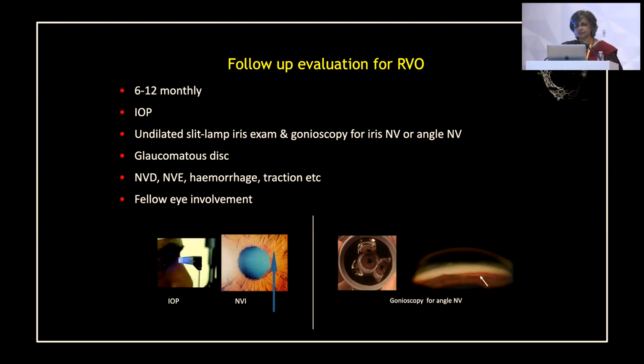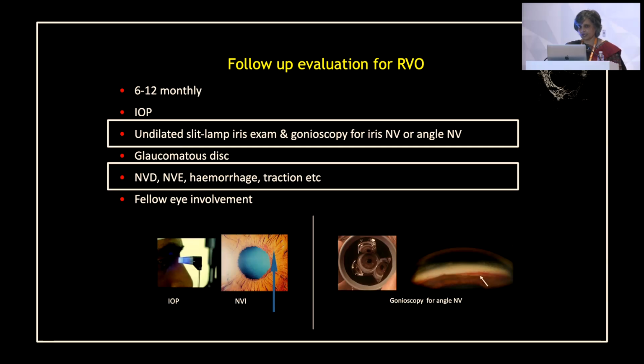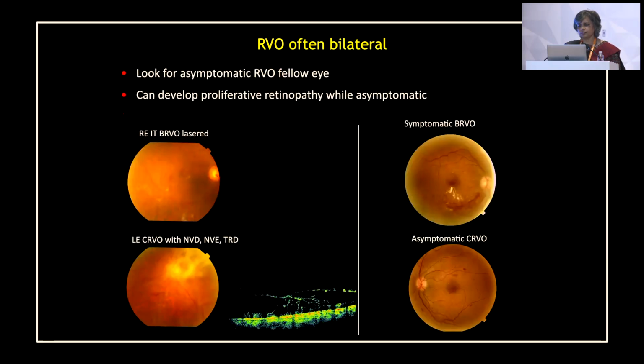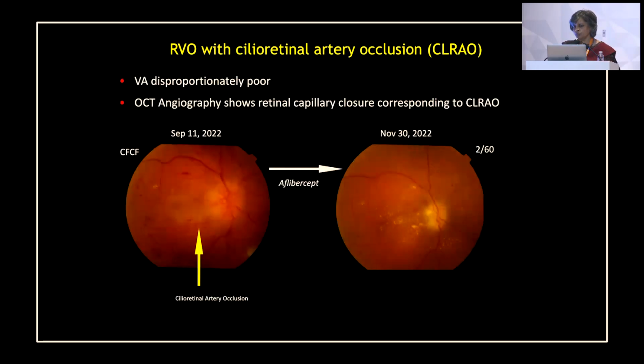Follow-up of patients with retinal vein occlusion every 6 to 12 months is mandatory with undilated slit lamp exam for new vessels on the iris and angle. And fellow eye involvement is very important. Over every year it should be checked. Silent RVO in the other eye is very common. You see this patient presenting with one eye, but you see the other eye also has macular BRVO. And they can even go into proliferative retinopathies silently.